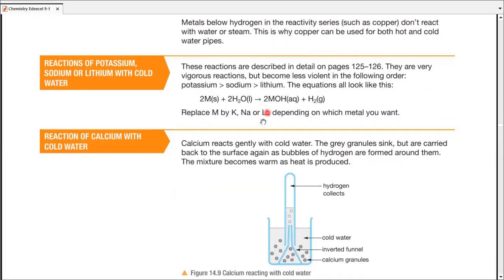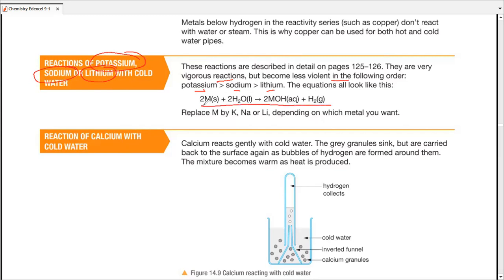Okay, now the reaction of potassium, sodium, or lithium with water. Now we understand that if they are putting these three names, that means they are probably the most reactive elements on the reactivity series. These are very vigorous reactions. Of course, the first one is the most vigorous, and then they become less violent in that order.